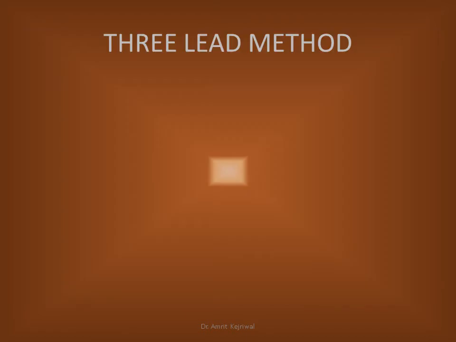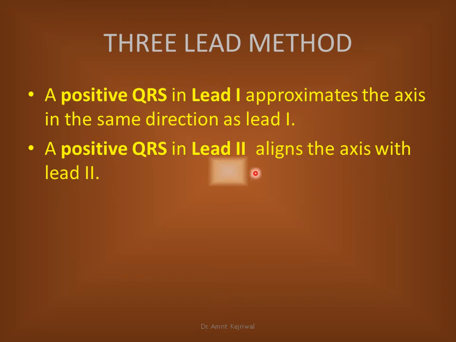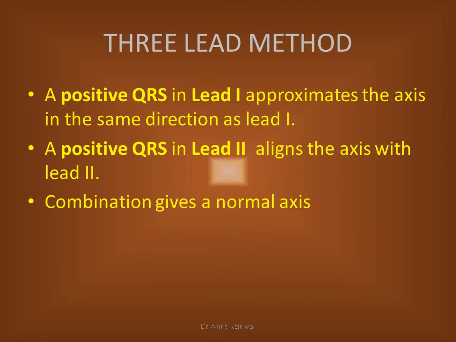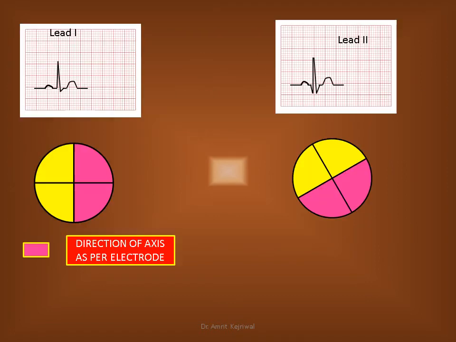Then you get the 3 lead method. A positive QRS in lead 1 approximates the axis in the same direction as lead 1, and a positive QRS complex in lead 2 aligns the axis with lead 2. So the combination gives a normal axis. Additional information with lead AVF may be required.